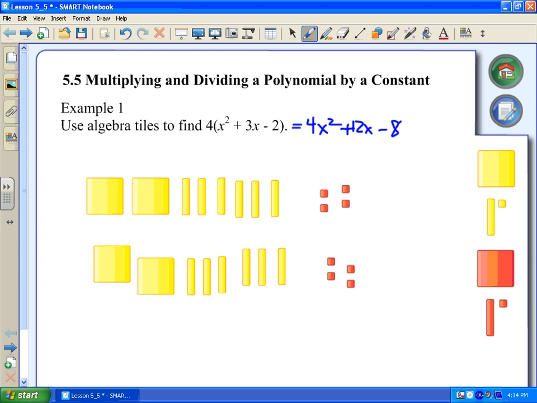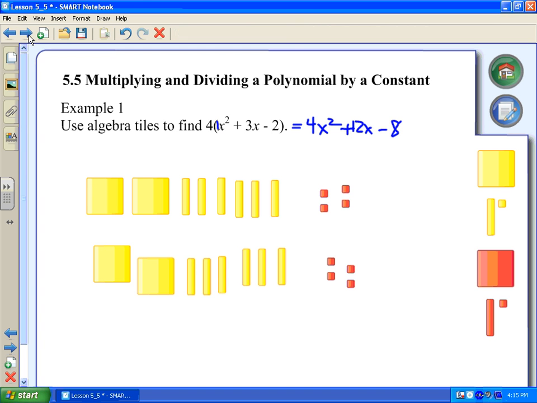So really when I look, what happens is I'm taking that 4 and I'm multiplying it by each term. And remember, when I multiply it by a term, I basically multiply the 4 by the 1, and that gives me a 4. The 4 by the 3, and that gives me my 12x. 4 by negative 2, and that gives me my negative 8. So I take that 4 and I multiply it by each term.